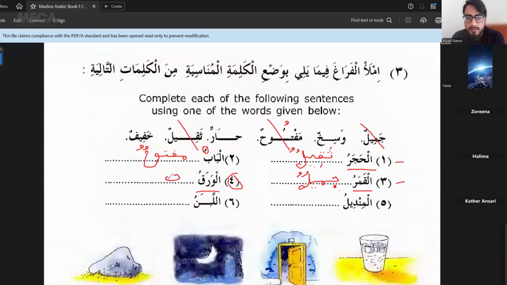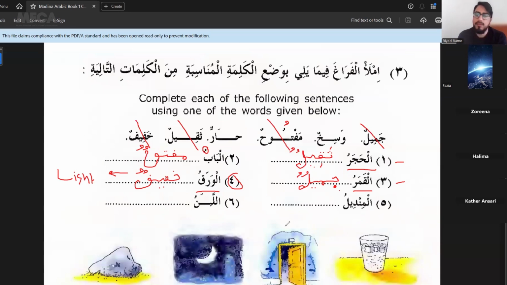Khafifun. Al-waraqu khafifun. And what does that mean? The paper is white. Not white. Light. Al-waraqu khafifun. The paper is light. Khafifun. Good. Cross that out.